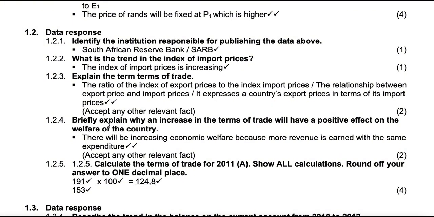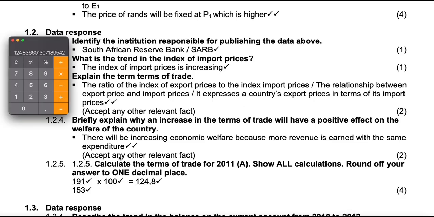There will be increasing economic welfare because more revenue is earned for the same expenditure. Okay, so basically what I said, for the same level of exporting, we get more. We get to import more. Basically, that's what it means. Then calculate the terms of trade for 2011. We did it in the beginning. If I put back my calculator, I'm sure the figure is still there. Yes, 124.8, like we said.